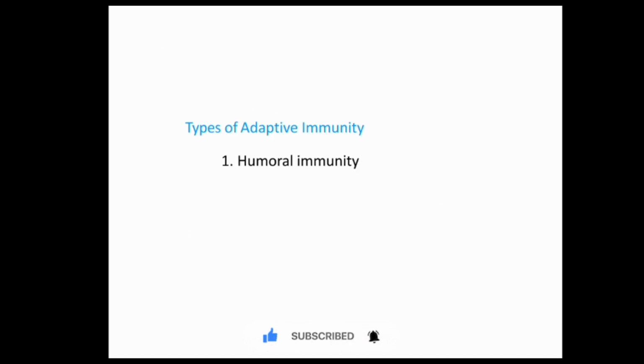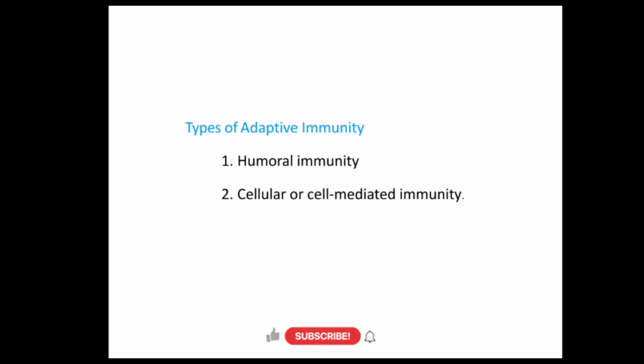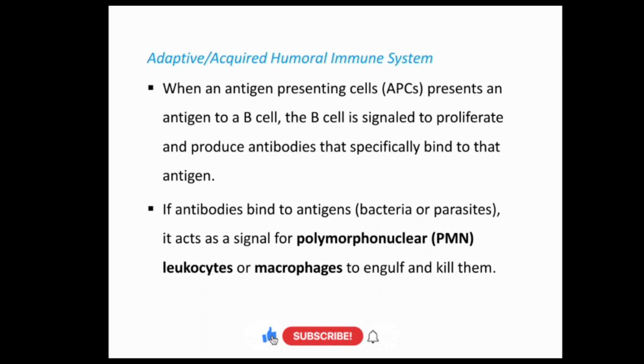Types of adaptive immunity: first, humoral immunity, and second, cellular or cell-mediated immunity. First, the adaptive acquired humoral immune system. When antigen presenting cells, APCs, which are mostly macrophages and dendritic cells, present an antigen to B cells, the B cell is signaled to proliferate and produce antibodies that specifically bind to the antigen. Okay, antigen presenting cells present an antigen to B cells. The B cells get a signal to proliferate and produce antibodies.